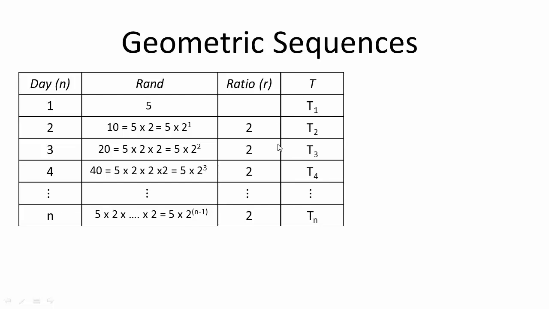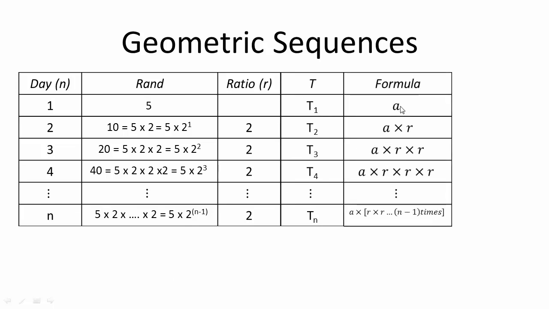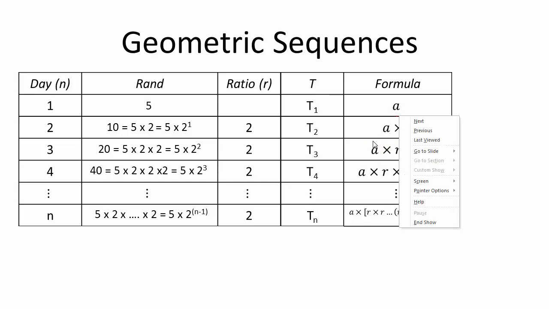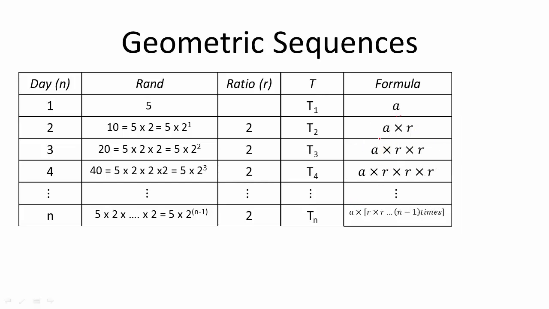Let's have a look. We remember our terms, term 1 to n. Let's have a look at the general formula that is starting to emerge. On day 1, we had a amount of rand. So this was our first term. On day 2, we had a times the ratio. On day 3, we had a times that ratio times that ratio. And this kept on going down till it was a times that ratio n minus 1 times.